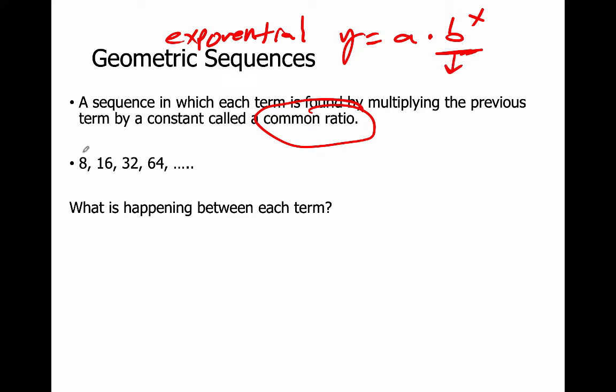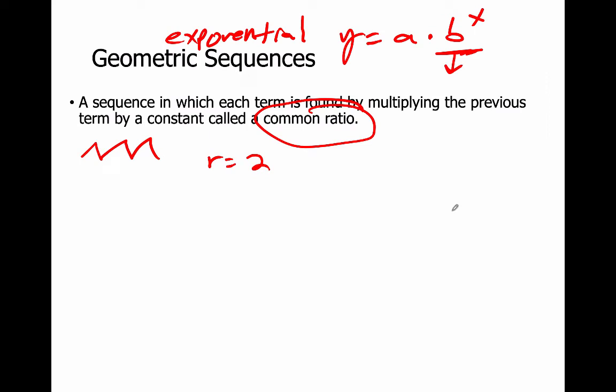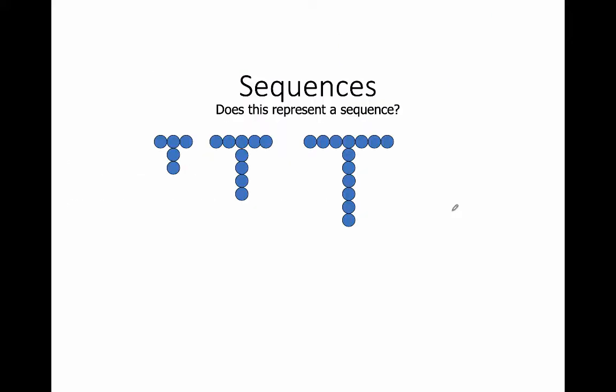So this is the first term. This is times 2, times 2, times 2. r equals 2. We're multiplying by 2 each time. You go back here, this was times 3 and this was times 3. So these two back here were geometric and they both had an r of 3. Common ratio. So common differences are adding the same number, that's linear. And common ratio, multiplying by the same number, that's exponential.